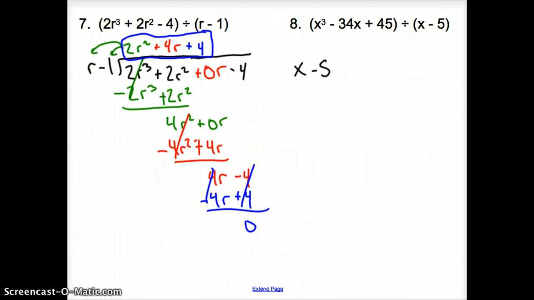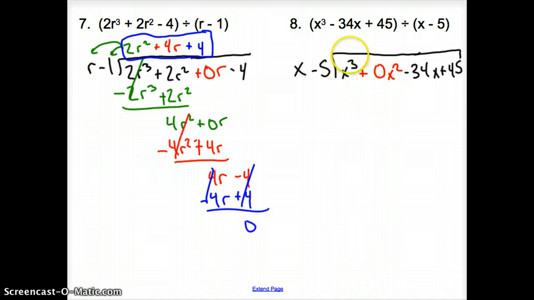x minus 5 outside. What goes inside? We have an x cubed. Now we should have an x squared. Is there an x squared term? No, there is not. So let's put that in there. So it's plus 0x squared. And then what's left? Minus 34x plus 45.